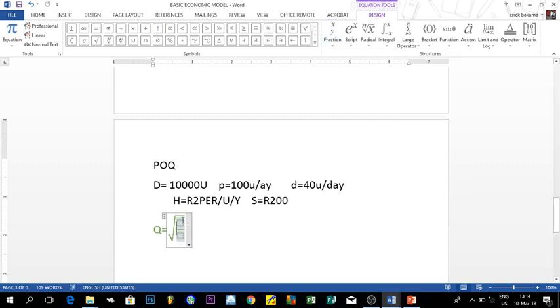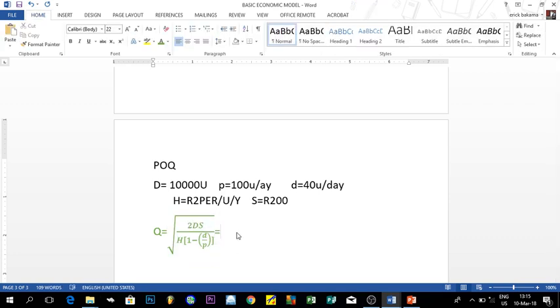So with the square root, we insert a fraction. It is 2 multiplied by DS, and then we multiply by H, and then we open the bracket, which is 1 minus, sorry, the small d divided by the small p, and then we close. This is the formula that we'll be using to solve for Q here.